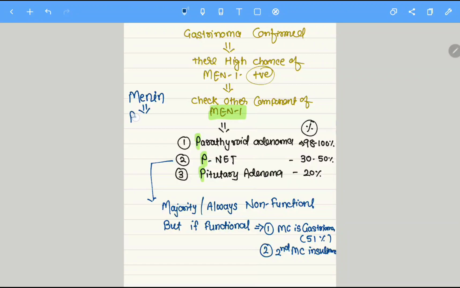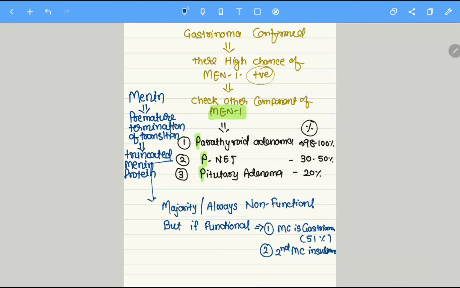Premature termination of translation, which leads to the truncated menin protein. So what is so special about this menin protein? Where does it work? It works in the normal cell cycle regulation of the endocrine cells.